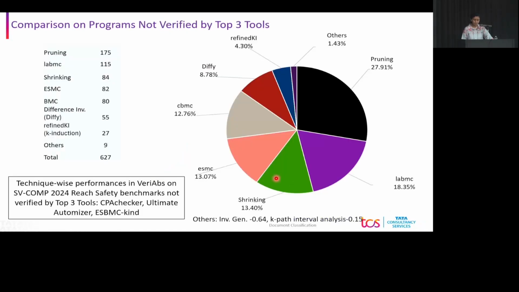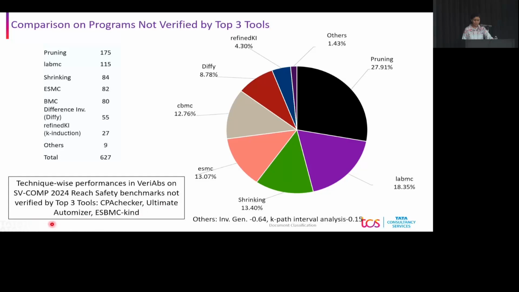So now this is a comparison of VeriAbs with the top 3 tools in SV-COMP. So CPAchecker, which also uses a very large portfolio of techniques. It uses a diverse portfolio: predicate abstraction, interpolation, value analysis with CEGAR, data flow. It does K-induction. So it uses a very large portfolio.